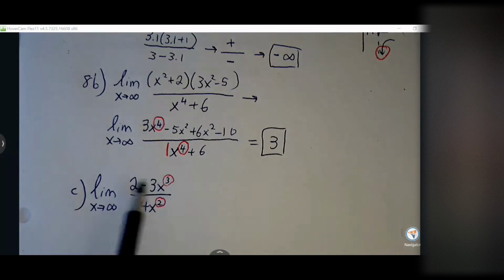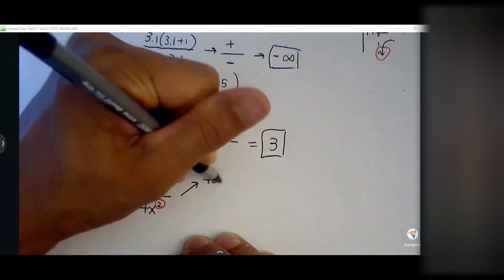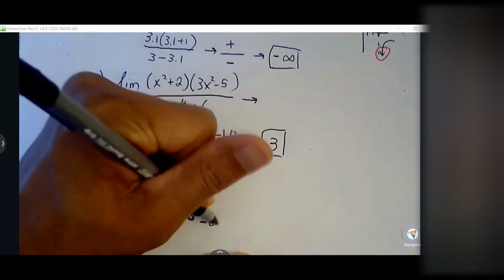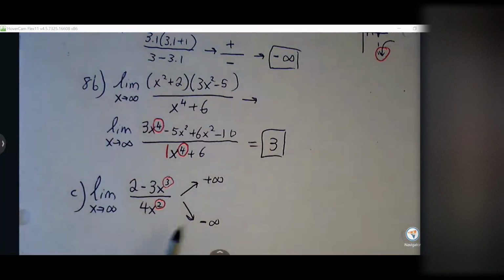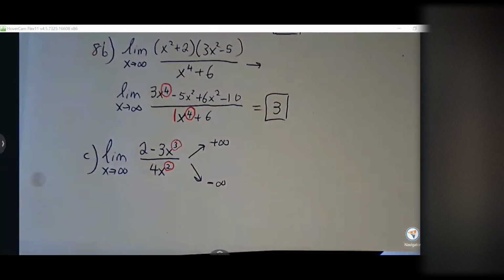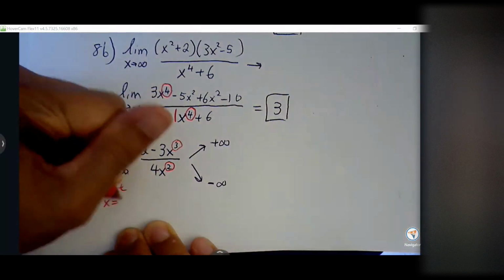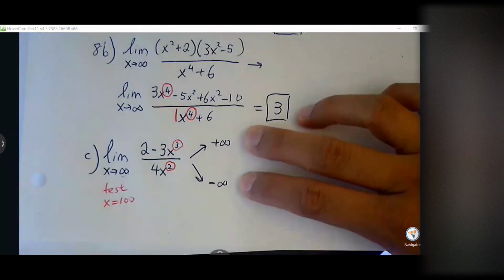That means this value is getting larger and larger, either in the positive or negative direction, because if the numerator is higher than the denominator, that overall fractional value is getting larger and larger. So that means it's either going up to positive infinity or it's going down to negative infinity. And how do we decide between these two signs? Let's test a value in the direction that we're headed. We're headed towards positive infinity.